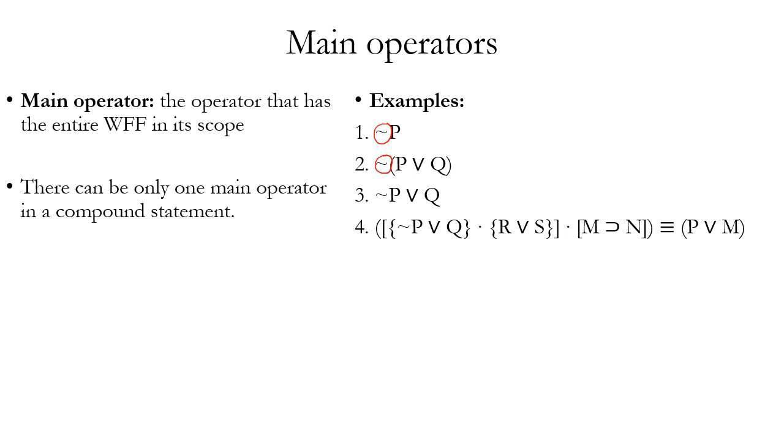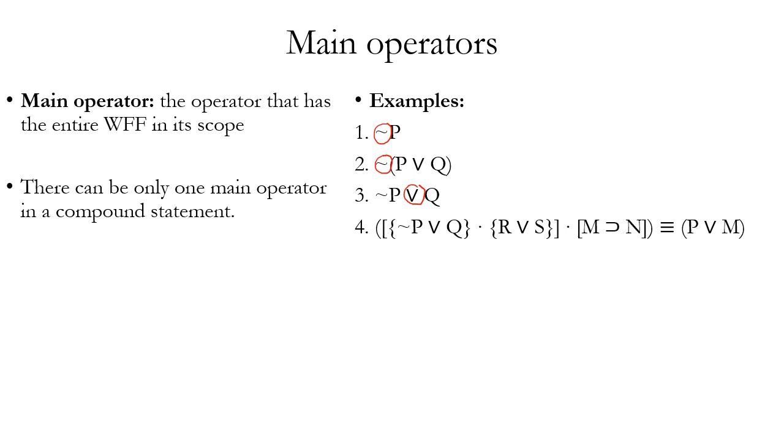Number 3, tilde P wedge Q. In this case, the tilde only negates the P that is in front of it. There's no parentheses here, unlike in number 2. So the main operator is the wedge. The wedge has scope over both the tilde P and the Q. It brings them both together, so they're both within its scope. Therefore, it is the main operator.